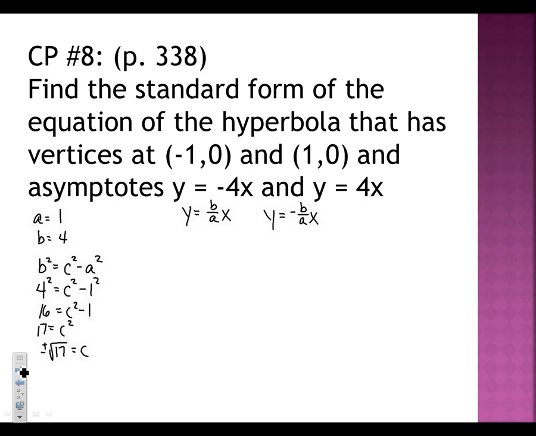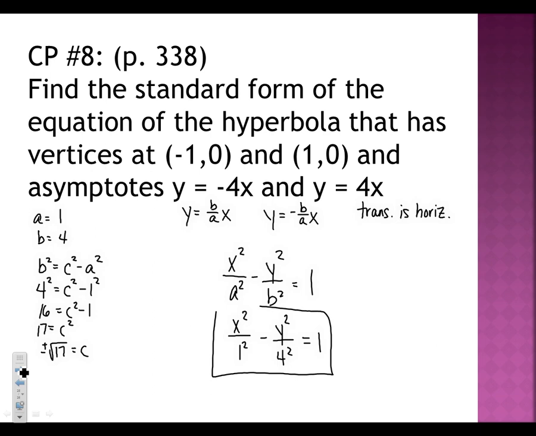Okay, so if we're looking at writing the standard form of our equation, our transverse is going to be a horizontal one this time. And again, you can just tell that from where your vertices are. If your vertices are negative 1, 0, and 1, 0, that means a horizontal transverse would connect them. So then I'm going to use this form of my standard. And plug in my values. So x squared over 1 squared minus y squared over 4 squared equals 1. And there we go.